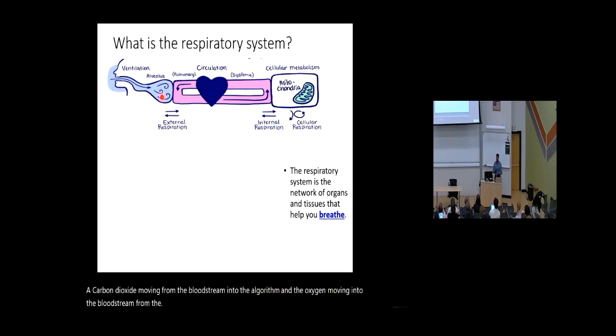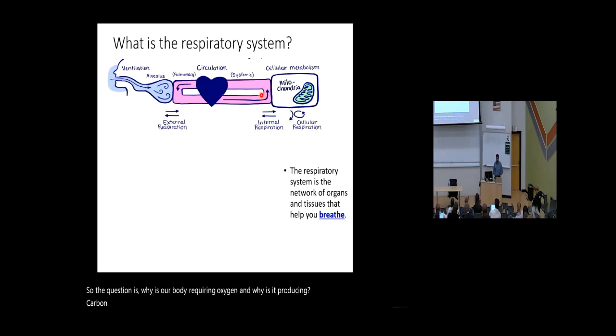Now the reverse of that is the internal respiration. This happens down in the tissues, like in your little toe, and here you have oxygen moving from the bloodstream into the tissues and carbon dioxide moving from the tissues into the bloodstream. So the question is why, right? Why is our body requiring oxygen, and why is it producing carbon dioxide?